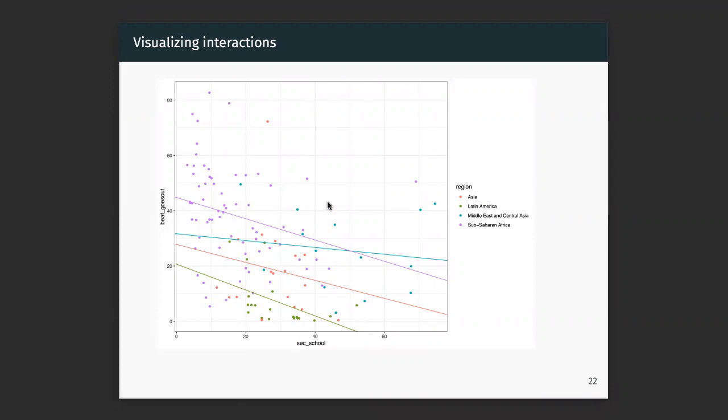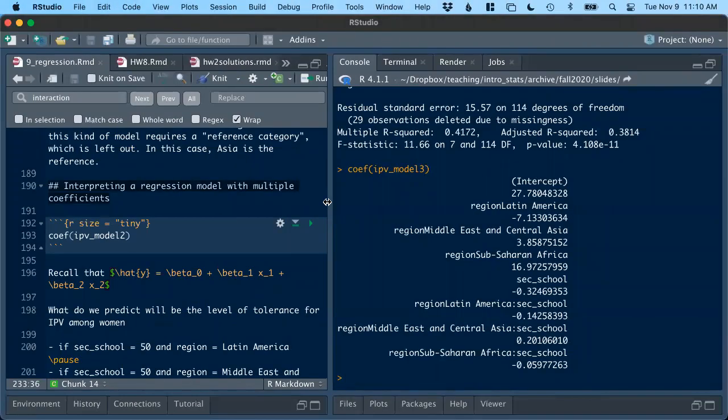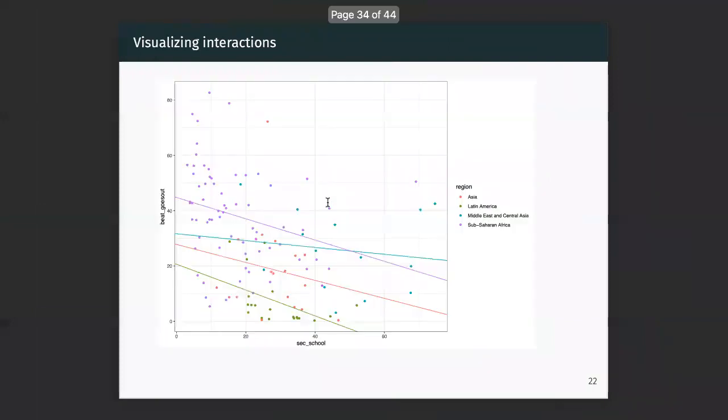Because once we have an interaction model, to think about what's going on in Latin America, we have to think about, okay, first I have to add this, and then I have to add this to this, and then I can plug things in. It gets messy, especially once our models get more complicated. Maybe we have multiple interactions. Things can get really, really difficult to work with from the coefficients. So I'm a strong believer in always visualizing your model.